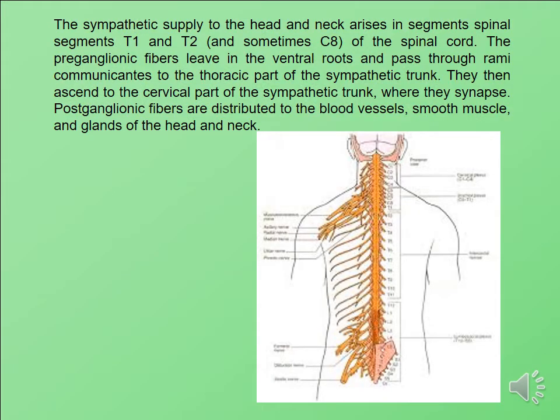The sympathetic supply to the heart and neck arises in spinal segments T1 and T2, and sometimes C8, of the spinal cord. The preganglionic fibers leave the ventral root and pass through rami communicantes to the thoracic part of the sympathetic trunk. They then ascend to the cervical part of the sympathetic trunk, where they synapse. Postganglionic fibers are distributed to the blood vessels, smooth muscle, and glands of the head and neck.